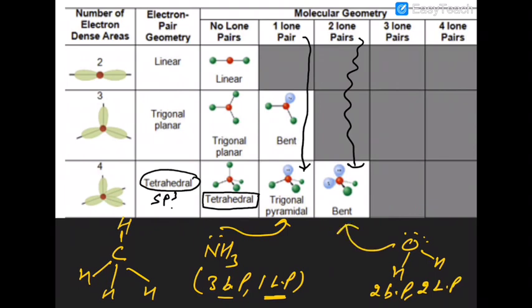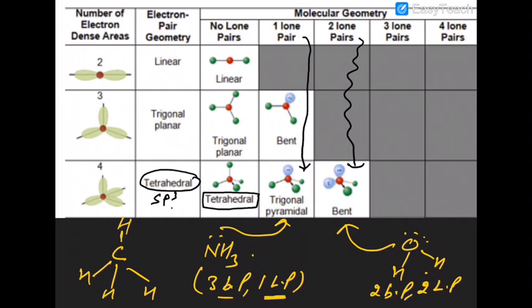So here two lone pairs are present in water, one lone pair in ammonia. Both ammonia and water have distorted tetrahedral geometry. In case of ammonia, it is pyramidal shape. The bond angle changes from 109 to 107, and in case of water it becomes 105. So the bond angle decreases because of the repulsion offered by the lone pair.